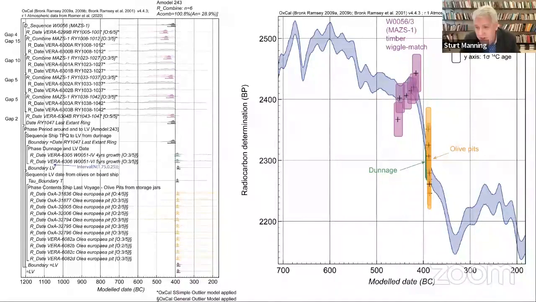The orange then shows where the olive pits are. There was some dunnage, or material for stacking, in the last cargo, which is in the green. And you can see they fit on the calibration curve very specifically and very precisely to give us a biography and a timeline of the ship's construction, first voyage, and undoubtedly last voyage at the very beginning of the 4th century.